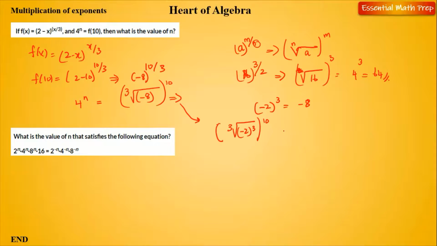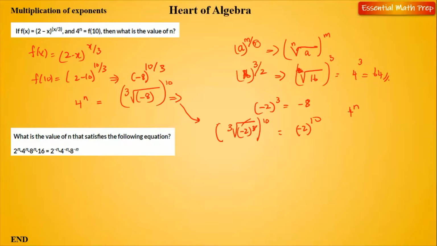Right, which becomes negative 2 power 10, right? Because these two cancel out. Okay, nothing happens to the negative 2. That stays as it is. Now let's go to this side. Let's go to the left side.